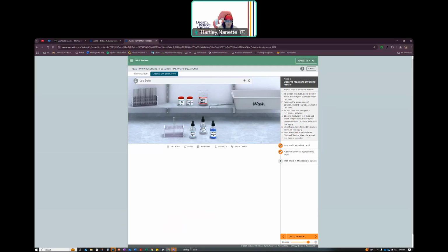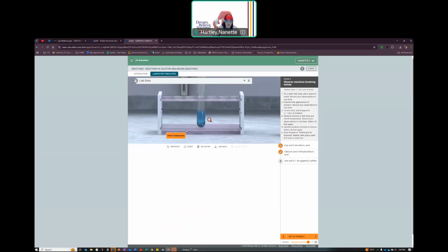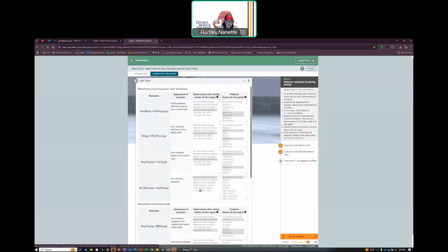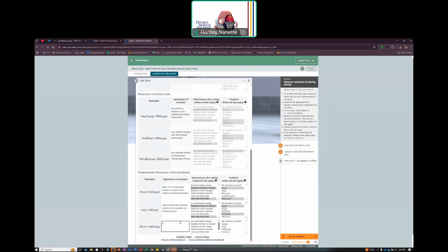Now I have iron again. So pick this up, put some iron in there. And then I'm going to add some copper sulfate. Copper, that in there. And I'm going to look and see what this is. Check the temperature. It doesn't look like anything's happening to me. Solid iron metal, blue solution, no bubbles form, and no heat in the tube. So no observable change, and so no reaction has occurred.